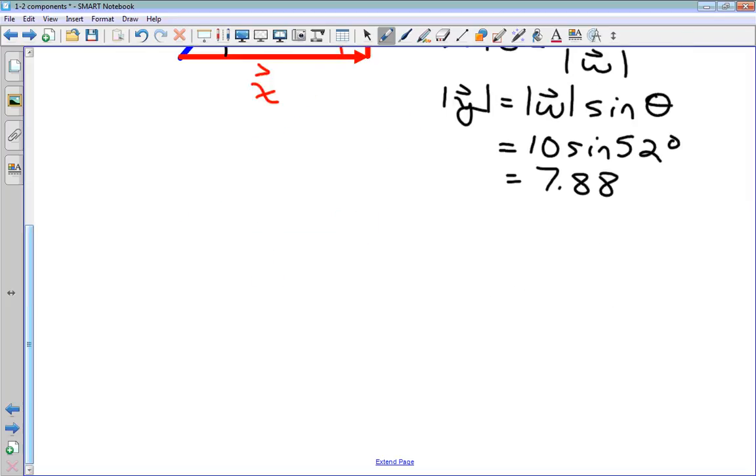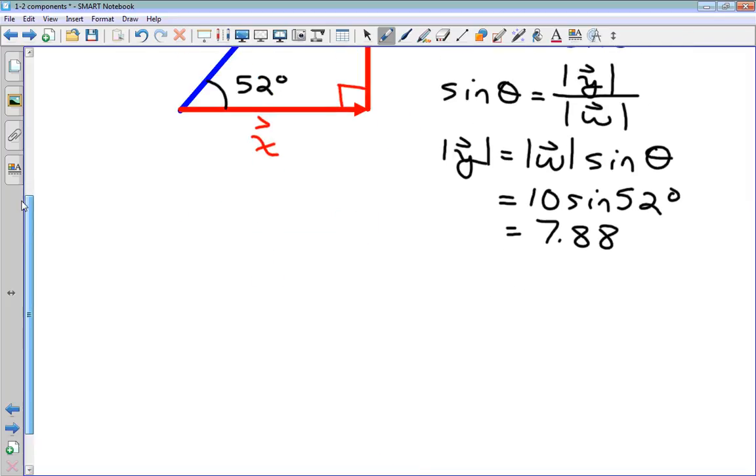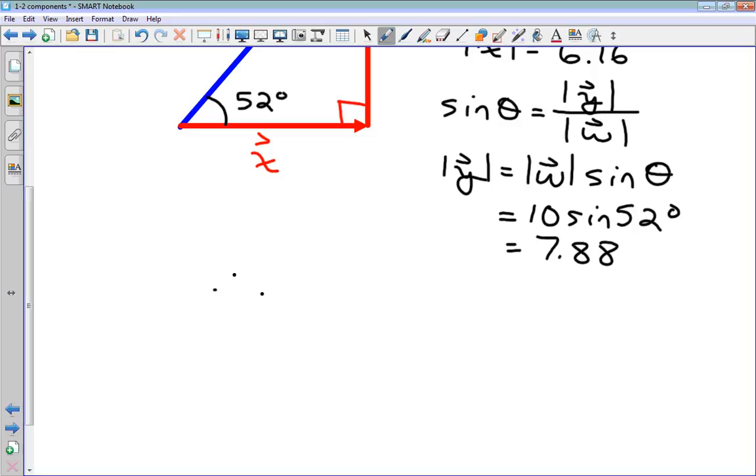So what are the vectors that represent our two components? Well, our x component is going to be positive 6.16 because it's pointing in the positive x direction. And our y component is a magnitude of 7.88 in the positive y direction. So those are our two components.